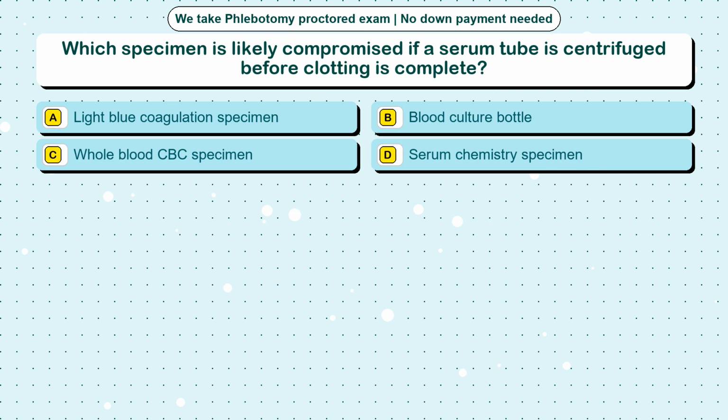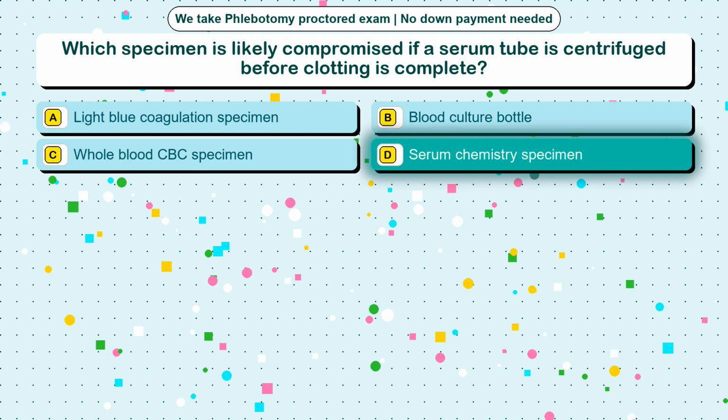Question 80. Which specimen is likely compromised if a serum tube is centrifuged before clotting is complete? Option A, light blue coagulation specimen. Option B, blood culture bottle. Option C, whole blood CBC specimen. Option D, serum chemistry specimen.